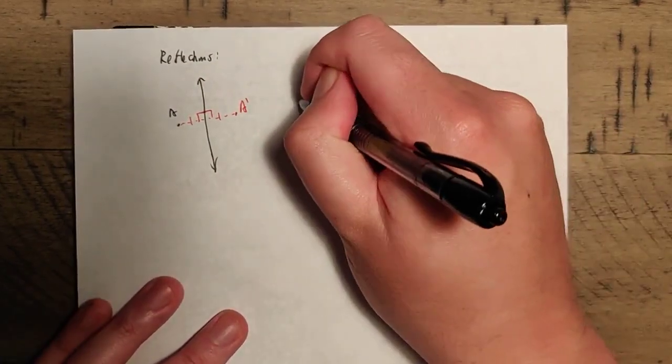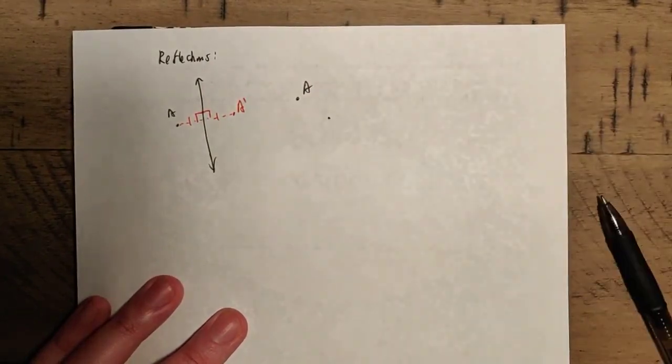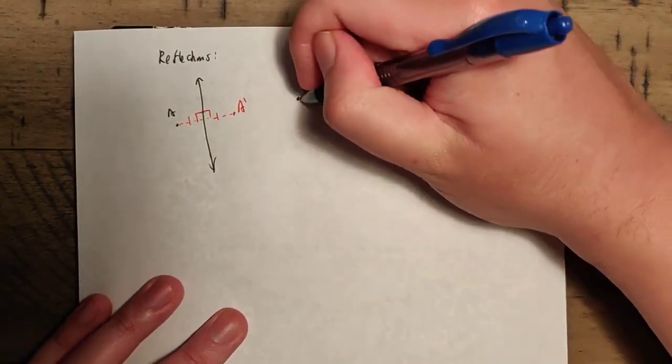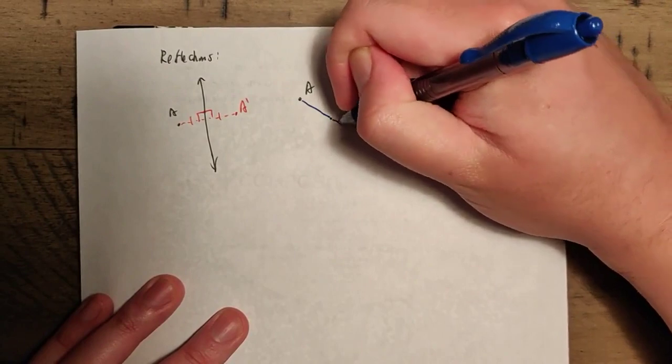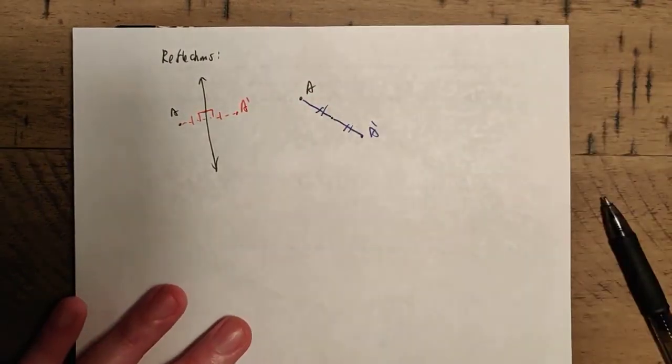Of course, we can also have this idea of a point reflection as well. Here's A, and with our point reflection, we have our mirror being exactly halfway in between to create A prime over here. You recall we talked about that.